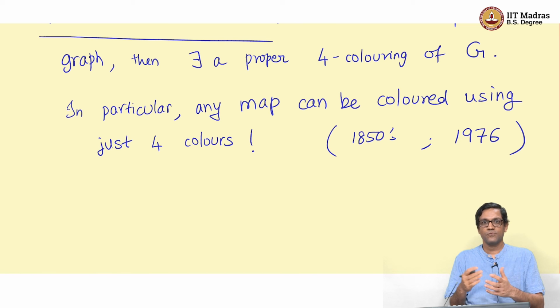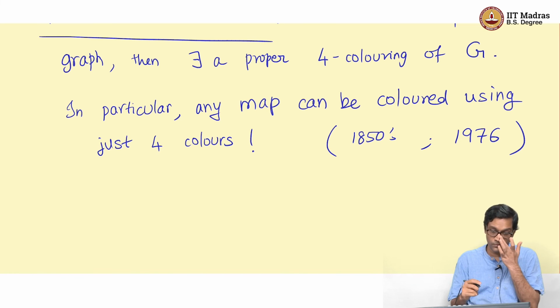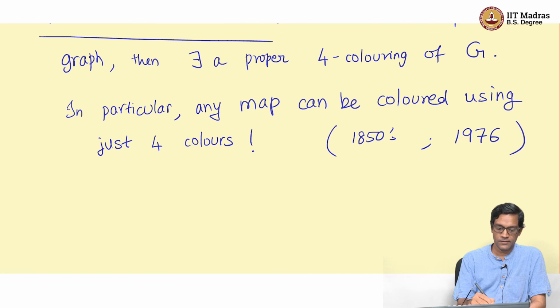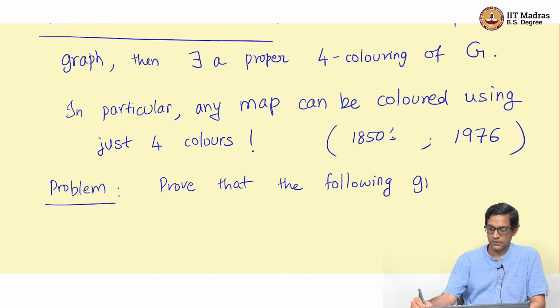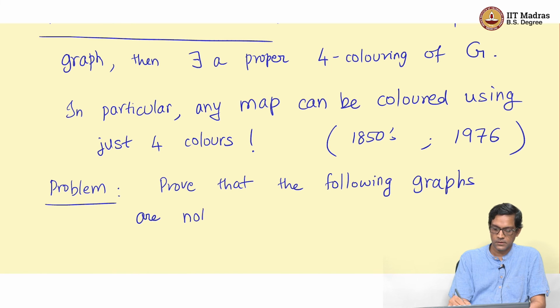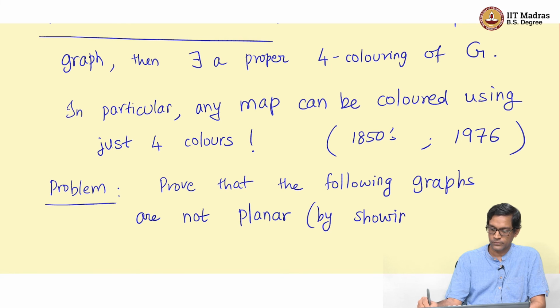Okay, so now if you take this 4 color theorem for granted, so just assume you are given this theorem, then here is a problem. Use the 4 color theorem to prove that the following 2 graphs are not planar. Prove that the following graphs are not planar, by showing that they are not 4 colorable.